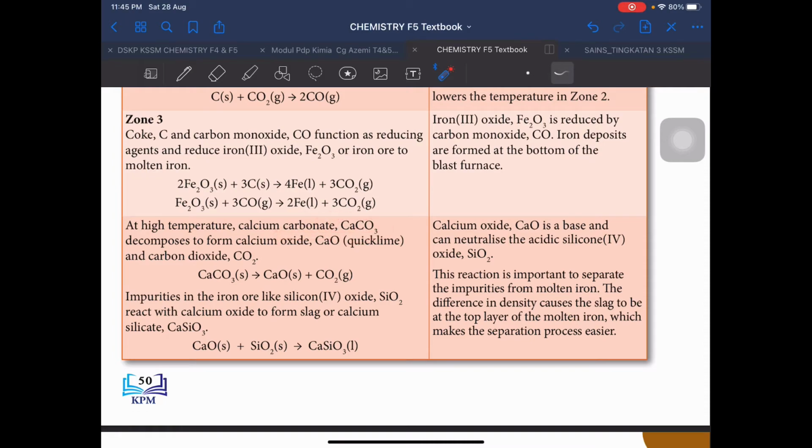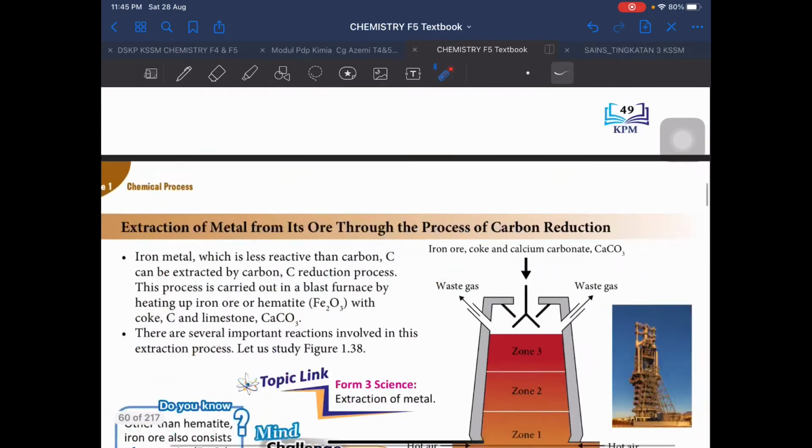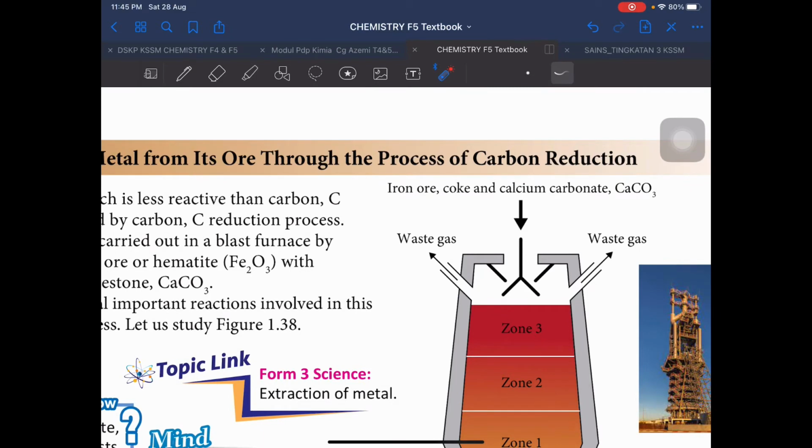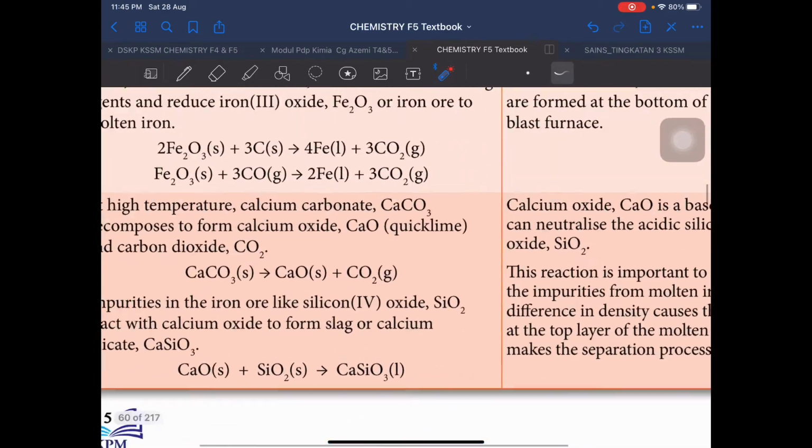There's another thing that you need to understand. Okay, just now you already understand what is the function of this coke. Kan coke tu adalah boleh bertindak balas dengan iron ore. Why? So that the iron ore can produce Fe. Like that. So what is the function of this one? Calcium carbonate. Mesti ada fungsi dia. So let us look at this one.